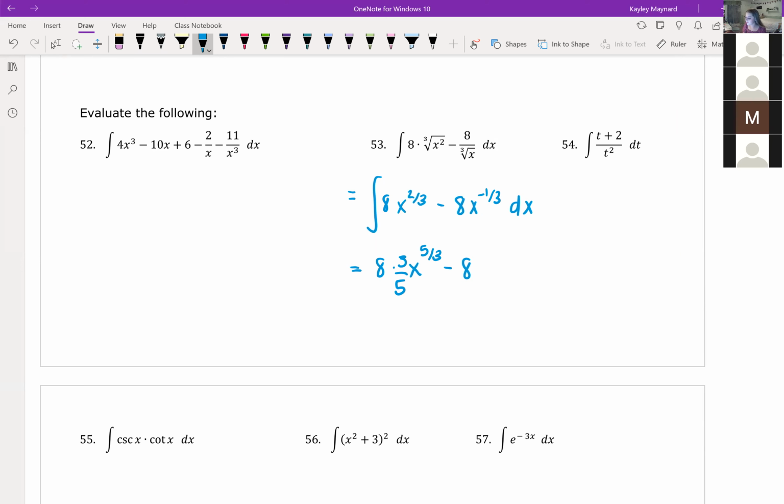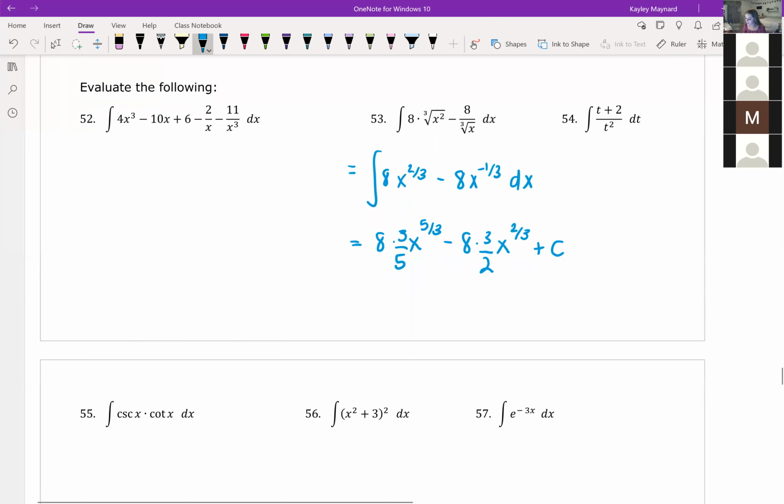Now let's do the next term. So now x to the negative 1/3. If we add 1 to negative 1/3, we get 2/3. So this becomes x to the 2/3. And then we divide by that new exponent. So dividing by 2/3, same thing as multiplying by 3/2. And then don't forget your plus c.